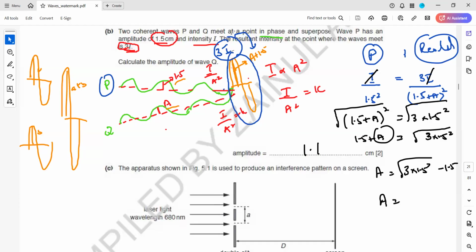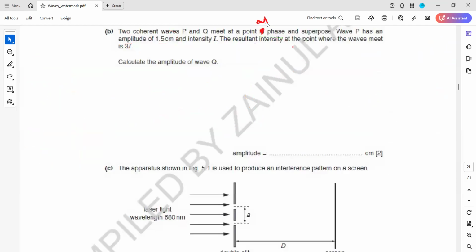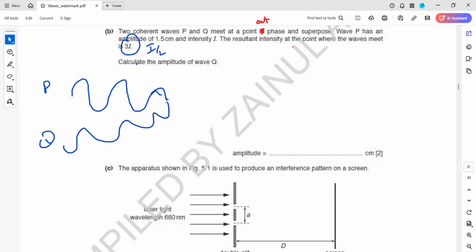If this was the same question, and they said out of phase instead of in phase, the intensity would definitely not be 3I. It would be less, something like I by 2, as the two waves will be in anti-phase. So in that case, if this was P and we have Q, and they cancel the effect of each other, they will give a resultant wave. Let's say the intensity of this resultant wave is I by 2.